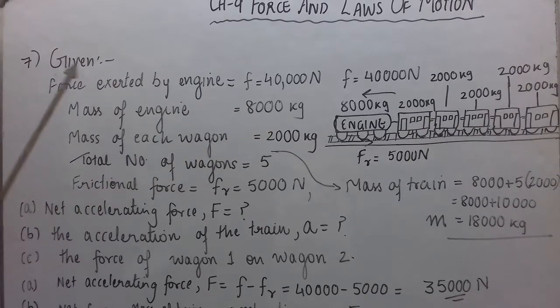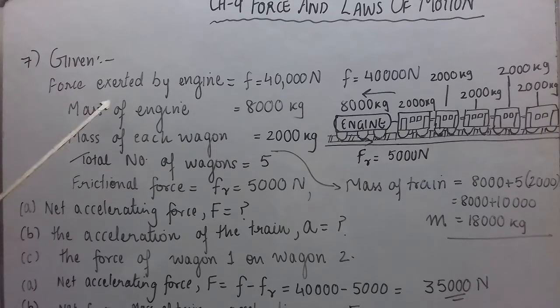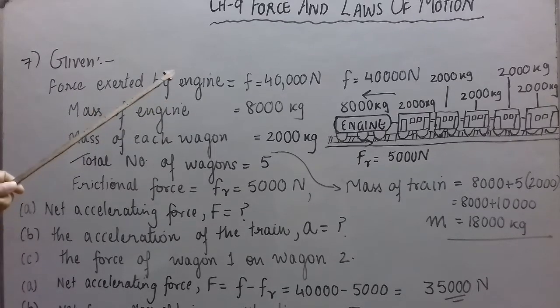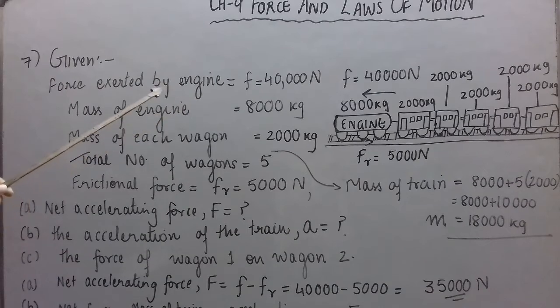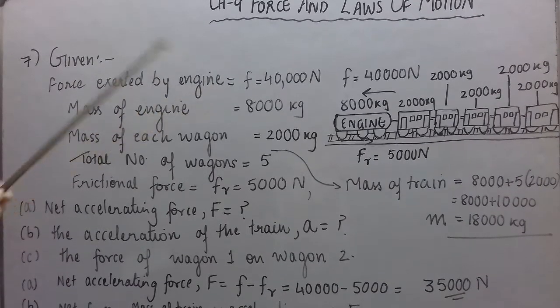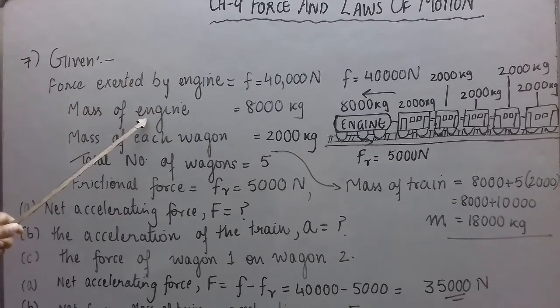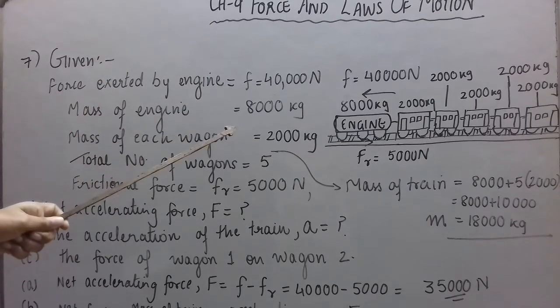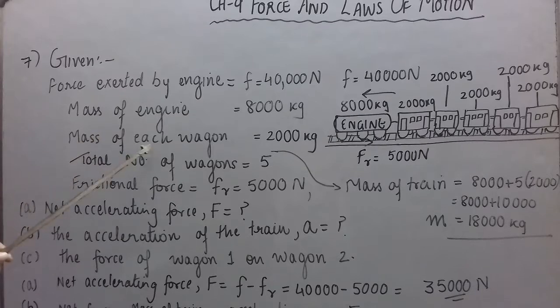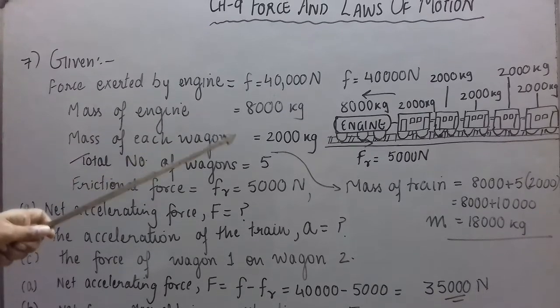See there, I have written here the force exerted by the engine. I have represented it by small f, and you will understand why I have used small f for this. It is 40,000 Newton, the mass of the engine is 8000 kg, and the mass of each wagon is 2000 kg.